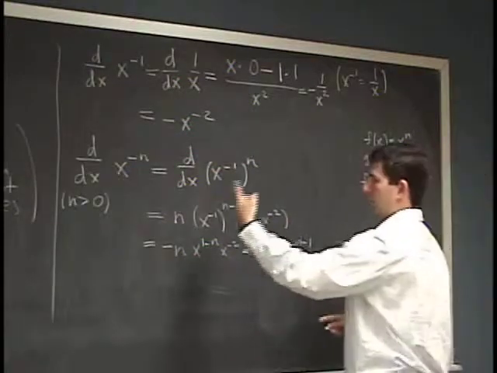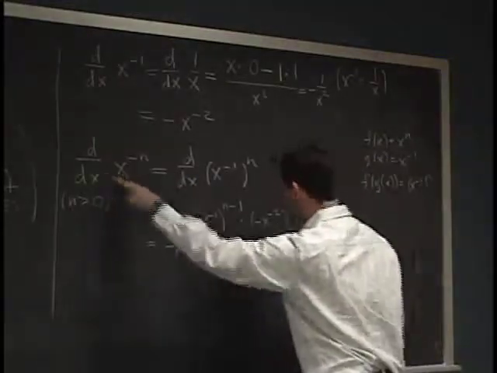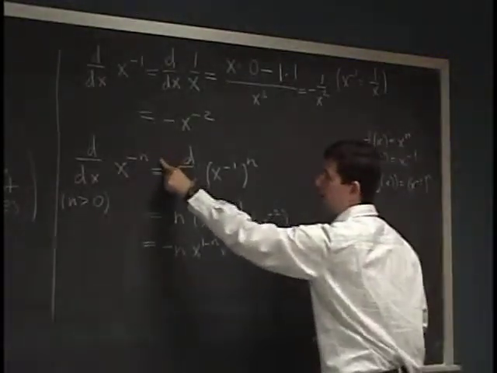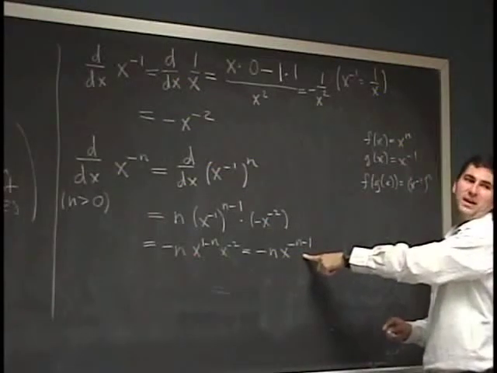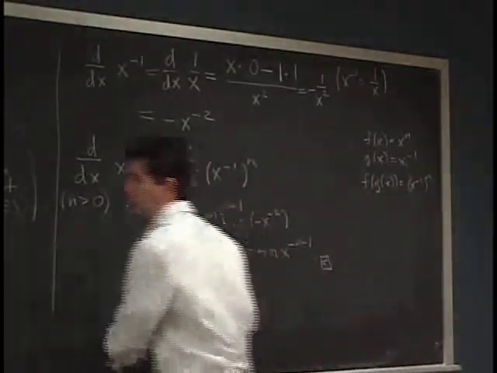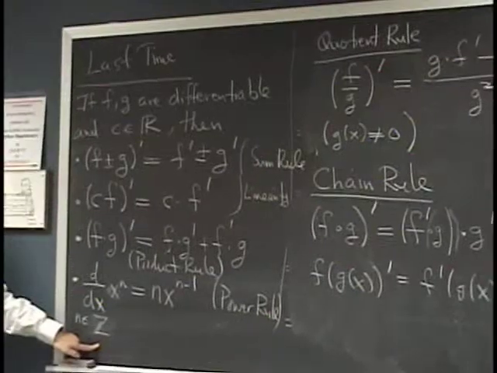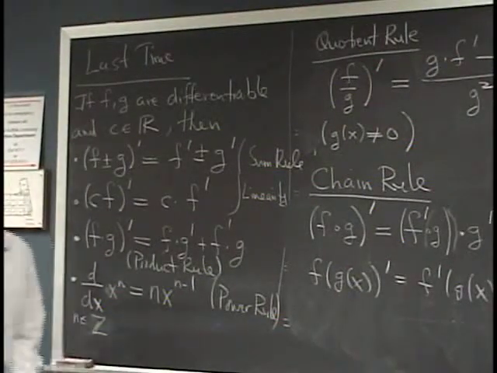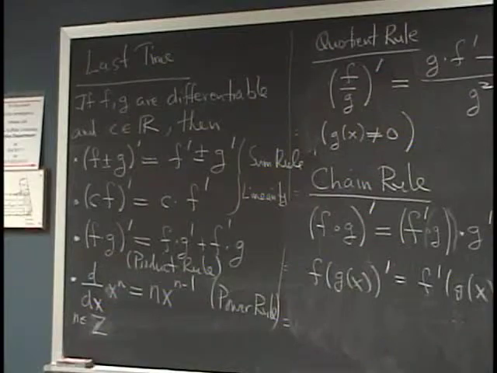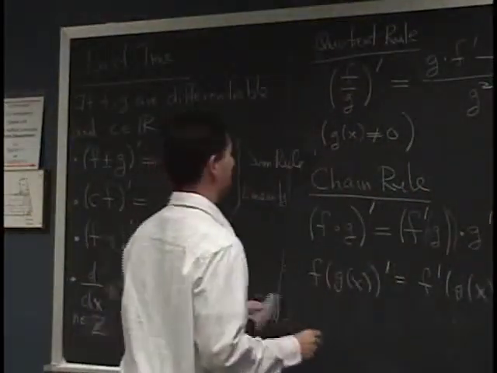Okay, so what would the power rule have told us if we had applied it illegally? It would have said bring the minus n down, and then subtract 1. Sweet. So this means we can go back to our power rule and replace the natural numbers including 0 with a full set of integers. That's very nice. So let's apply this in many cases.